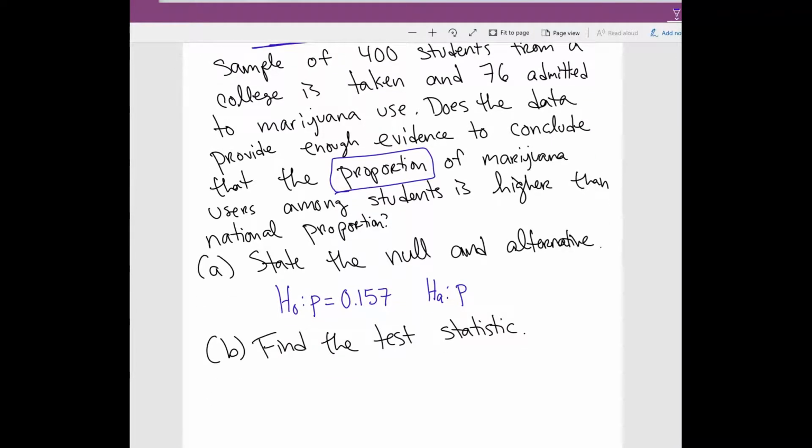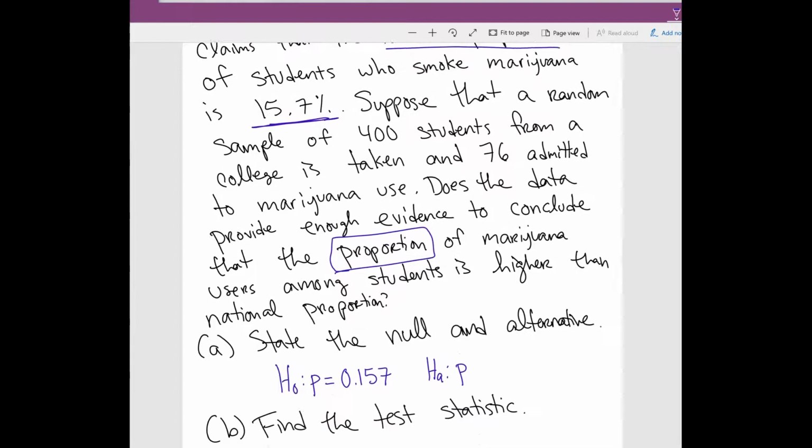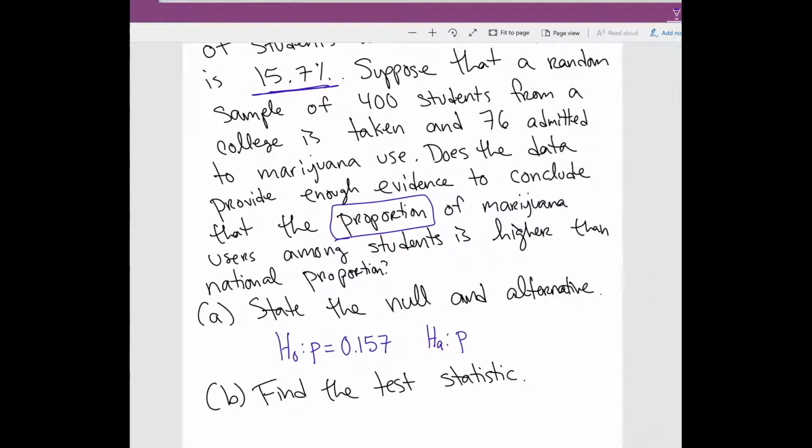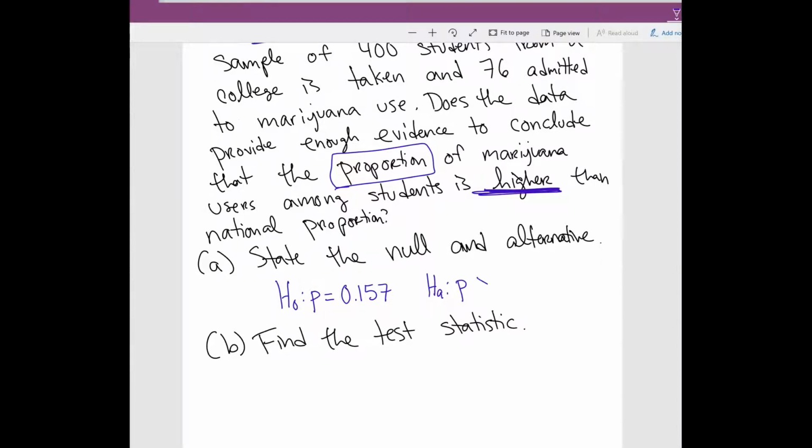Well, in the alternative, we have to look for the key word. So the key word usually here is going to be in the last sentence. Okay, it's usually on the first or the last sentence. So does the data provide enough evidence to conclude that the proportion of marijuana users among students is higher? So the key word here is higher. So we're going to have P be greater than this 0.157. Okay. So that's all you want to do. Find the null. Here is my H0 and here is my HA. That's it. That's all you want to be able to do.